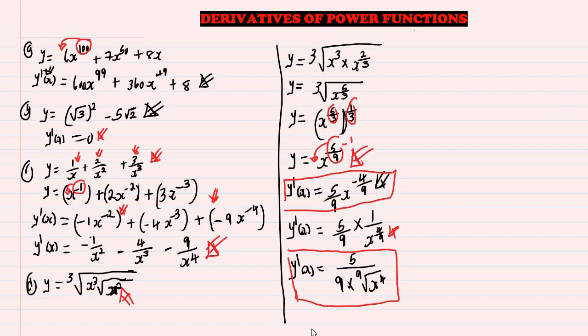5 over 9 multiplied by s raised to the power of negative 4 over 9. So guys, this is how we can take derivative of power functions.